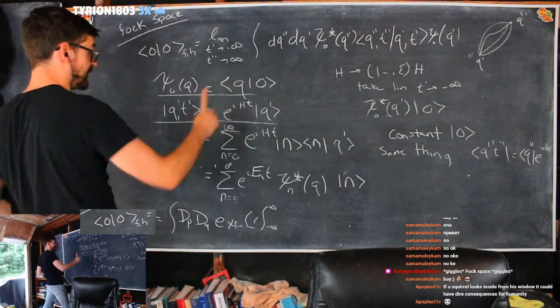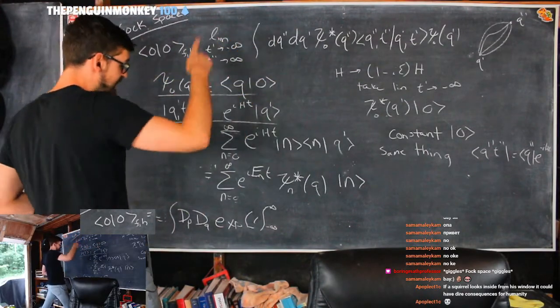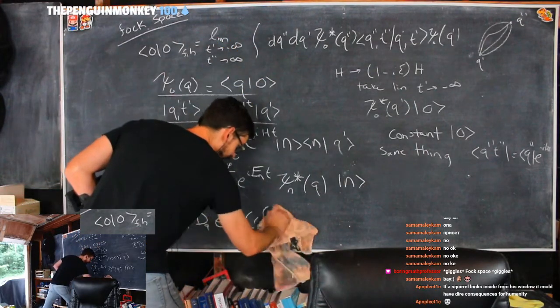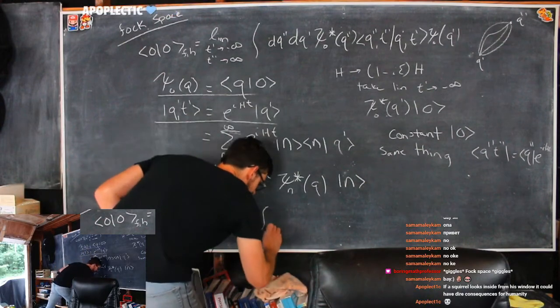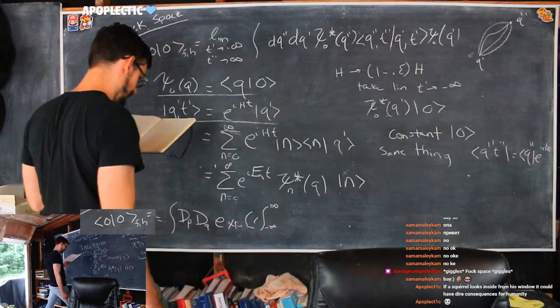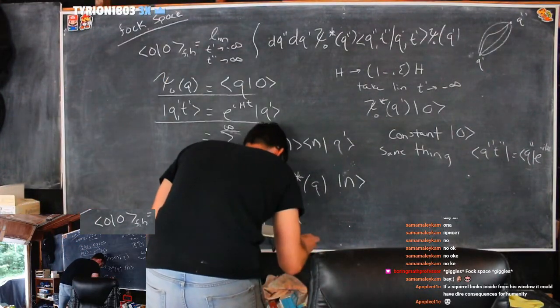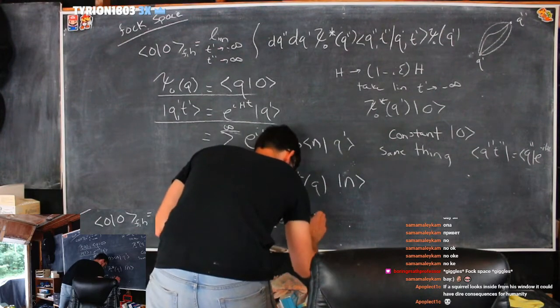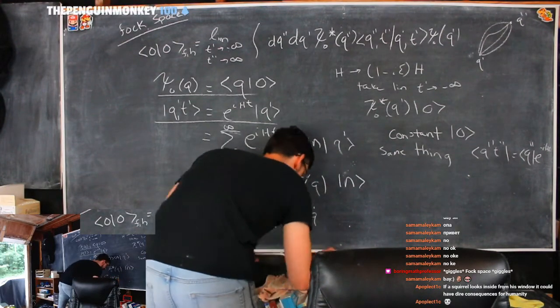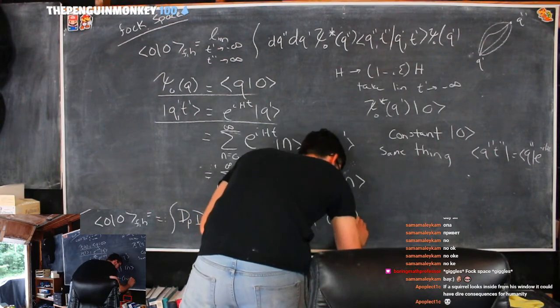Remember, we have taken the limits. We've set T prime to negative infinity. We've set T to infinity. We want to really count everything that could happen between the ground state and the ground state. And then, like I said, from here, we'll get some amplitude of probability that actual particles will start creating or annihilating in this Fock space that we're dealing with.